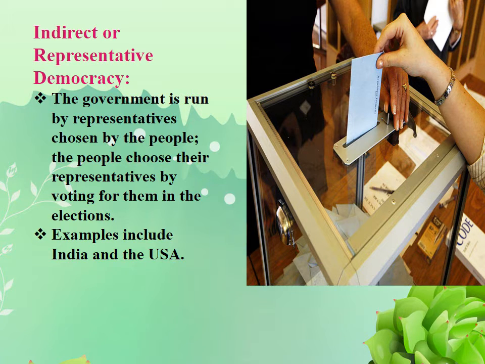The next one, indirect or representative democracy. The government is run by representatives chosen by the people. The people choose their representatives by voting for them in the elections. Examples include India and the USA.